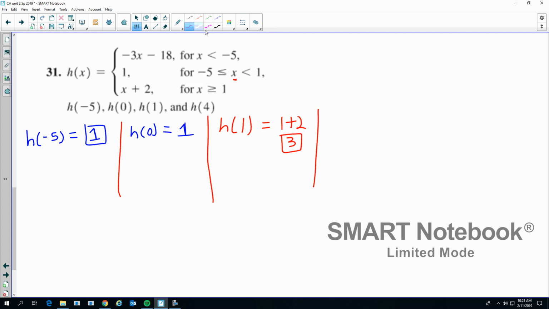And then last but not least, h of 4. It's going to fall into that last category again, so greater than or equal to 1. 4 is greater than or equal to 1. So this is going to be 4 plus 2, which gives us 6. There you go. Okay, so not too bad. As we move forward, we're going to start graphing these.